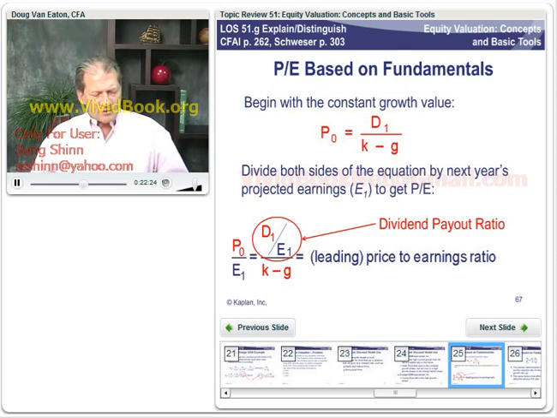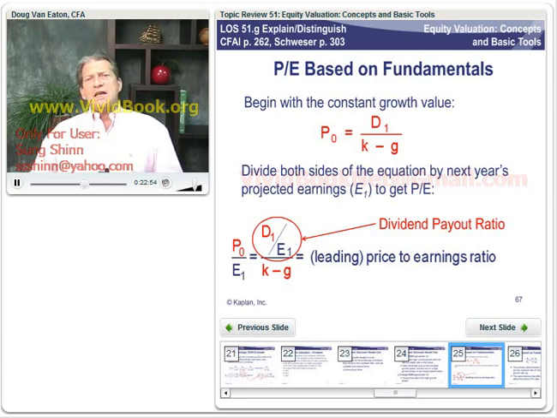Now we can take this formula that we have and from that get a price-earnings ratio, which we call the price-earnings ratio based on fundamentals. The underlying assumption here is that the firm will be priced according to this constant growth model. So if it's priced according to P0 equals D1 over K minus G, then we can divide both sides by E1. So we've got a price-earnings ratio.